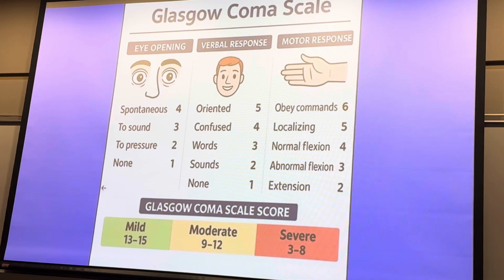Verbal response. Are they confused? Are they oriented? Are they talking at all? Are they making sense? Are they making words, sentence structure? Are they just making sounds in general? Or they're saying nothing at all. So then you have none down there at the bottom.